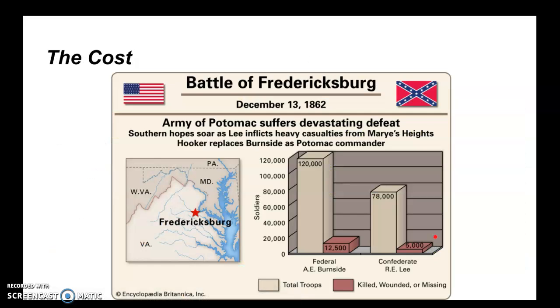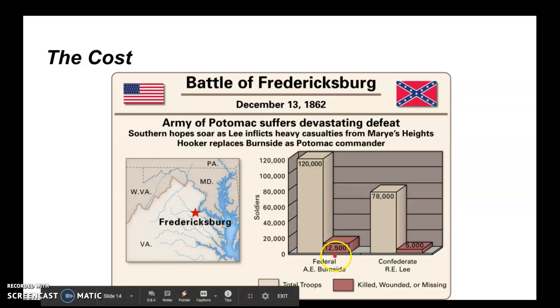So some numbers and some figures and some graphs here to kind of underline how terrible this battle was for the Union. It encourages Southern hopes that the Confederate cause could be successful. You see right here, the Union lost 12,500 guys in this battle, while the Confederates only lost 5,000. So it's many, many more Union casualties.